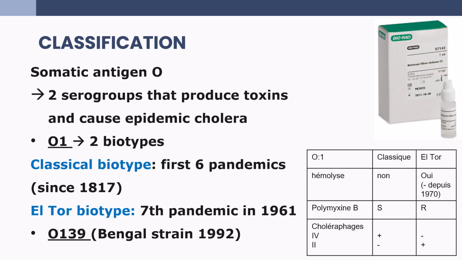The classification of Vibrio cholerae is based on the characterization of the somatic antigen O. Among the different serogroups, only O1 and O139 are responsible for cholera epidemics due to their ability to produce toxins. Serogroup O1 is classified into two biotypes according to its biochemical and phenotypic properties: the classical biotype, which caused the first 6 pandemics since 1817, and the El Tor biotype, responsible for the 7th pandemic that began in 1961. Serogroup O139, identified in Bangladesh in 1992, is also an important epidemic strain.